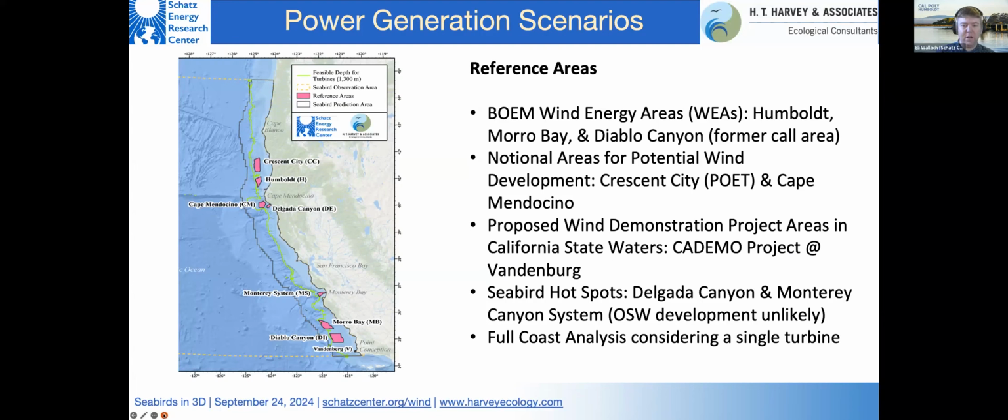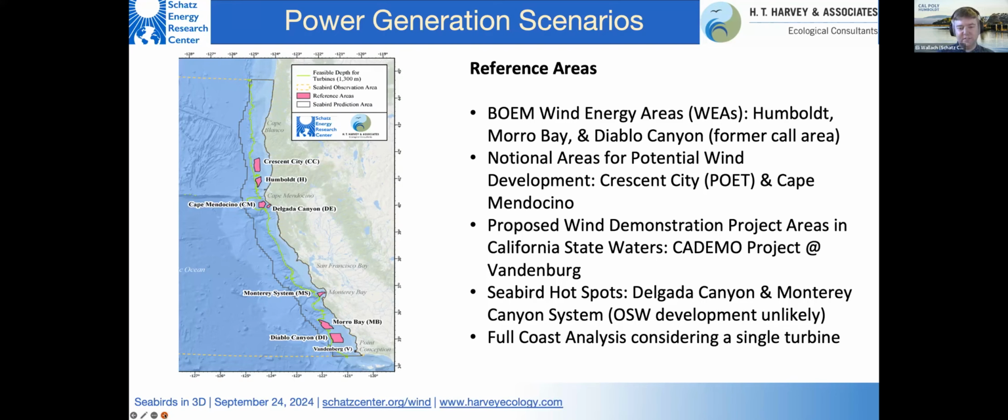Some Bureau of Ocean Energy Management, or BOEM, wind energy areas were considered, namely the Humboldt and the updated Morro Bay 376 wind energy areas. One former BOEM wind energy area was considered in Diablo Canyon, and 2 notional call areas were considered. A Crescent City call area imagined by the Pacific Ocean Energy Trust, and a Cape Mendocino call area imagined by us at the Schatz Center. We also considered the proposed wind demonstration sites in state waters off of Vandenberg, the Cademo site.